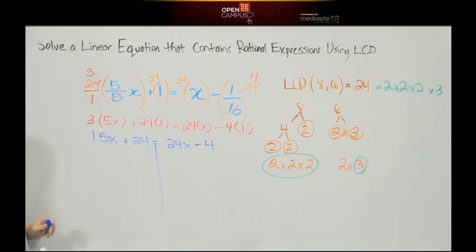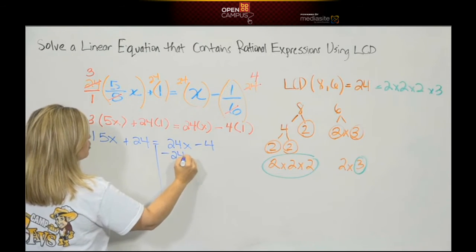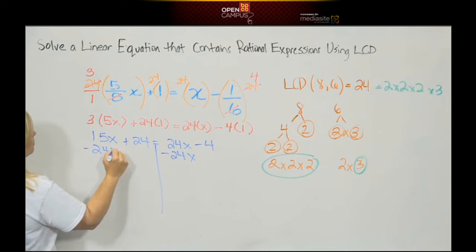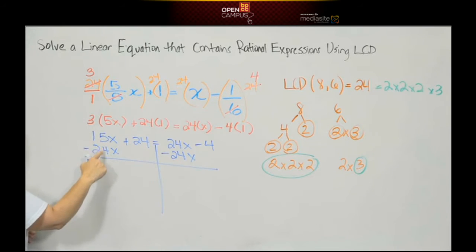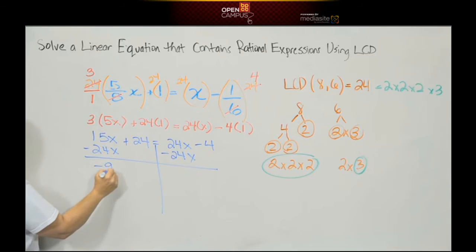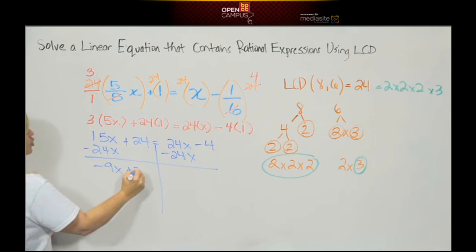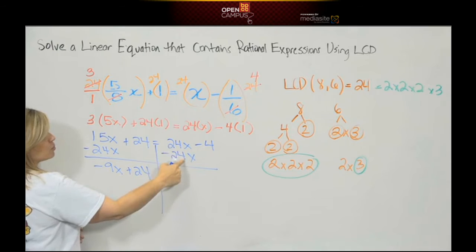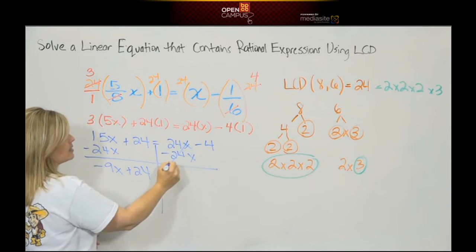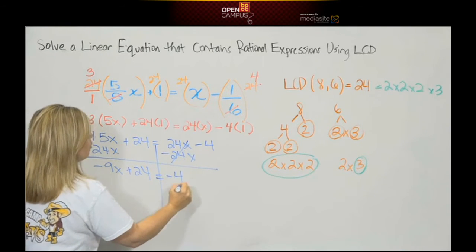Here's your wall. Your job is to get your x's on the left. So I'm going to move the 24x by subtracting. 15 minus 24 would be negative 9x plus 24. These terms are additive inverses. They cancel out and make 0 equals negative 4.